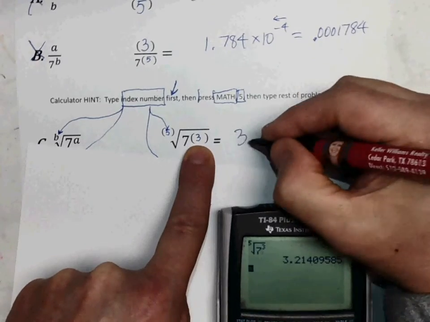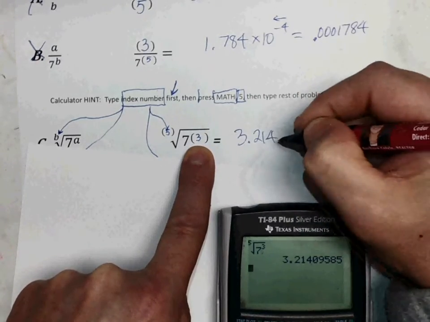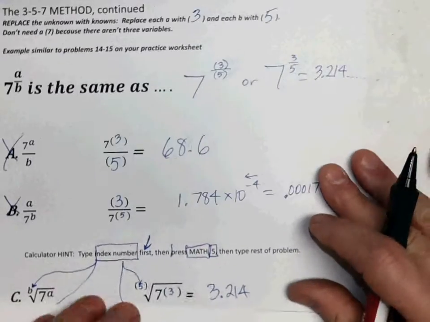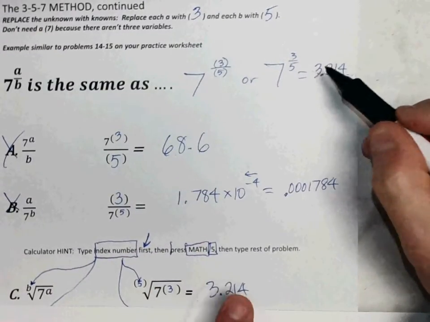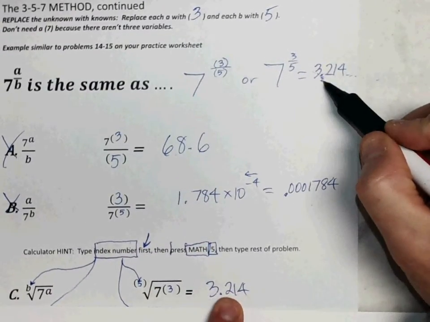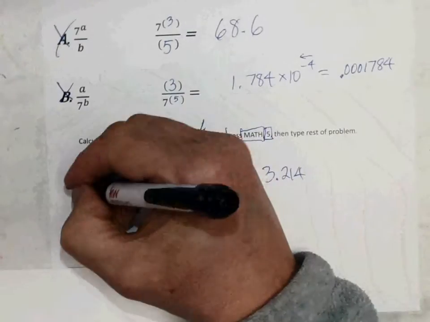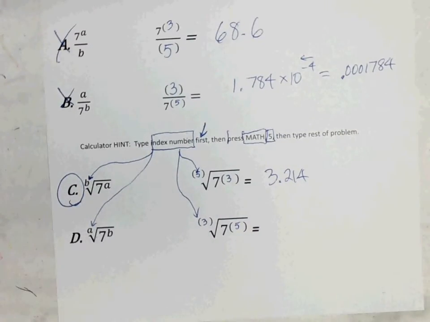3.214. Oh, wait a minute. Wait a minute. Do I have matchy-matchy? I do. I do. The answer choice is going to be C.